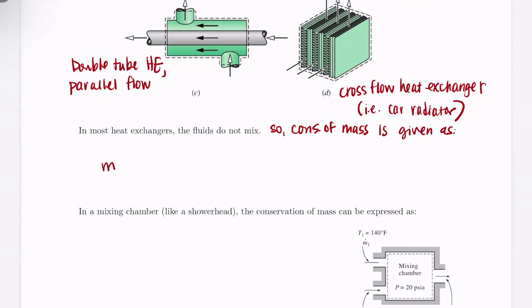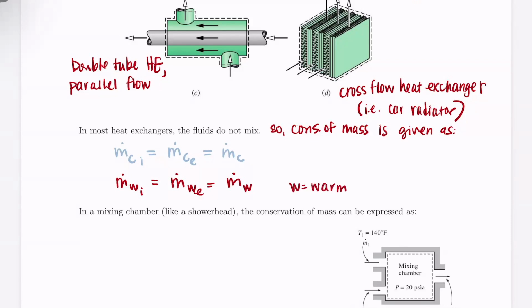So we have mass flow rate of the cold coming in is equal to the mass flow rate of the cold coming out, or is just m dot of cold. All right, and then similarly, we have the mass flow rate of the warm fluid coming in is equal to the mass flow rate of the warm fluid coming out, which is just m dot warm. So W equals warm, C equals cold. And this is for when the fluids don't mix.